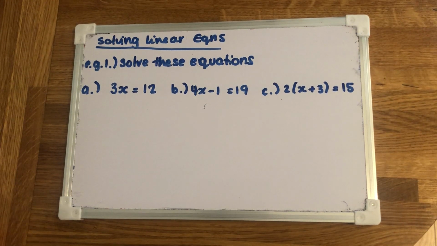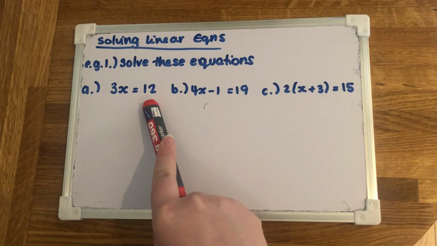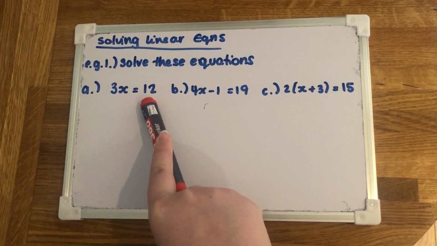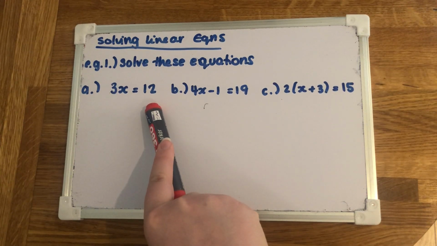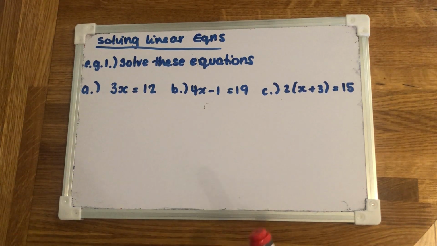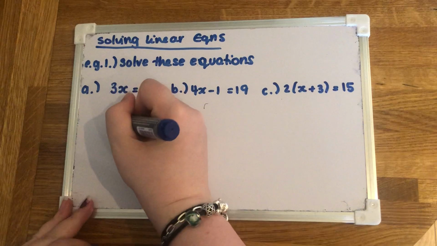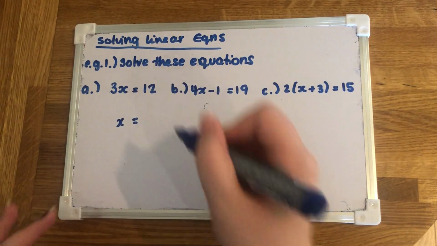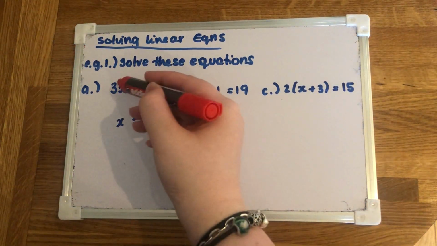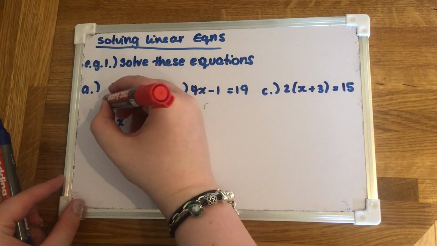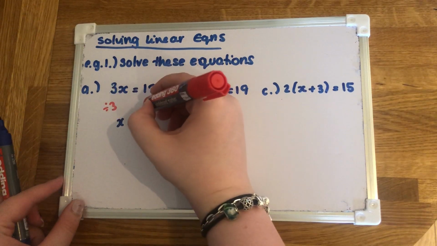So for the first one, this is the easiest type you'll get. So we've got 3x is equal to 12. So in basic terms, it means 3 times whatever x is has to be equal to 12. Now we just want to have x on its own. So we just want to have x equals, and that will be the idea for the rest of them as well. So we just need to consider what do we need to do to 3x to get to just 1x, which would be that we divide by 3.